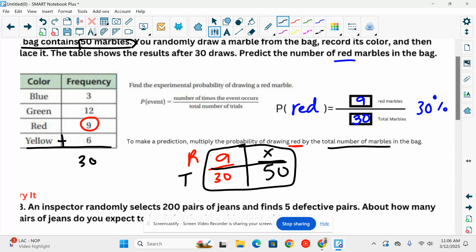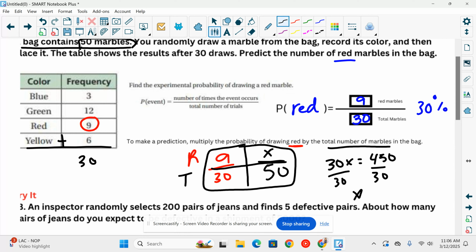So I got 30 times X and 9 times 50. Okay, 30 times X, that's simple as that. 30X equals, and what is 9 times 50? I want to show you what we're solving by. 450. Yes, 450. And then what I do, divide by 30 on both sides.